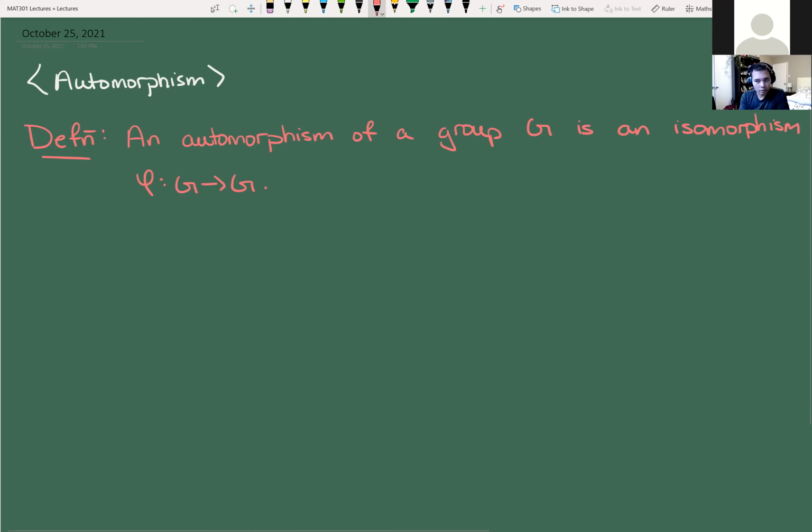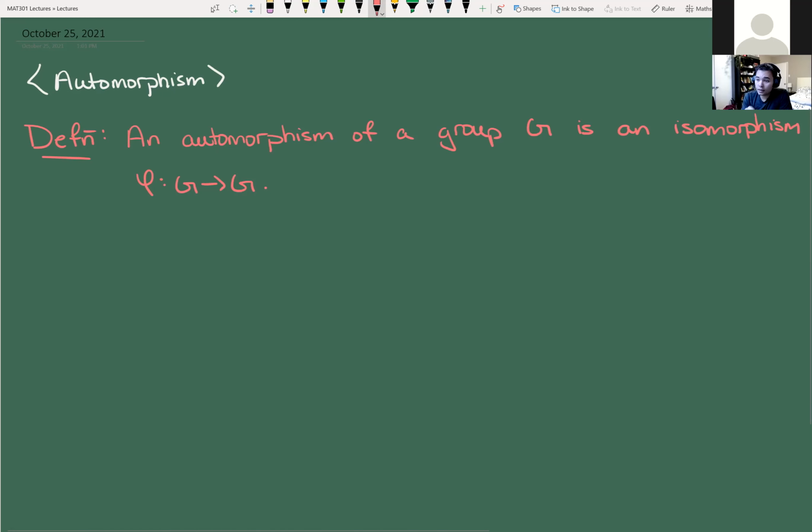Now, we already knew that G was isomorphic to G. That's silly, right? We don't need to somehow convince ourselves that G is the same group as G. They're trivially the same. But nonetheless, automorphisms end up being a really interesting way of studying a group. It turns out you can learn a lot about a group by studying its automorphisms. Okay, so this is kind of an interesting thing.